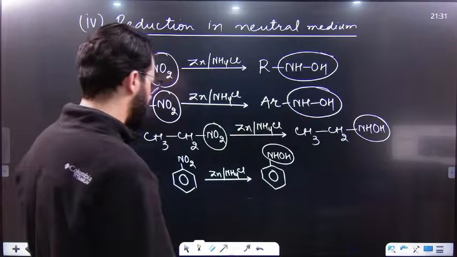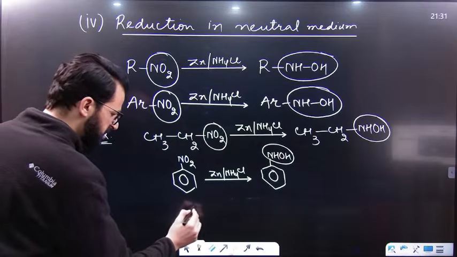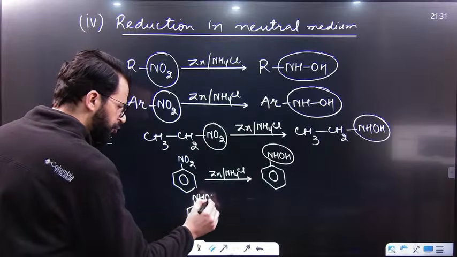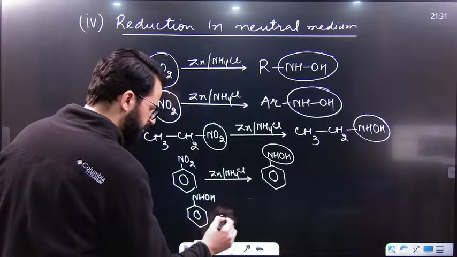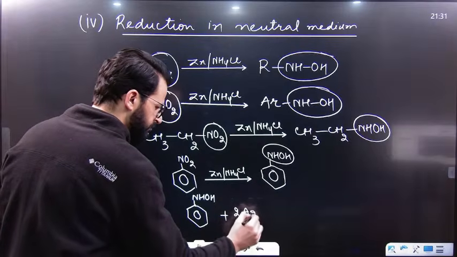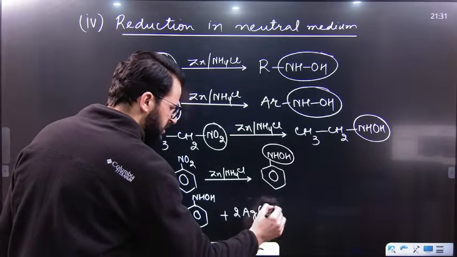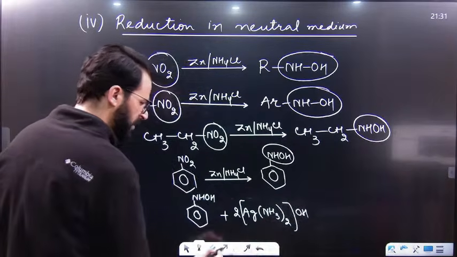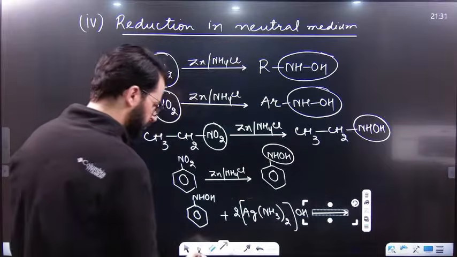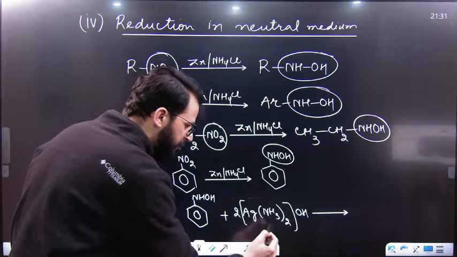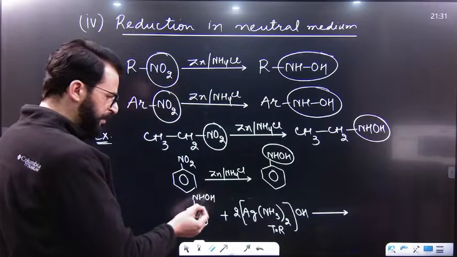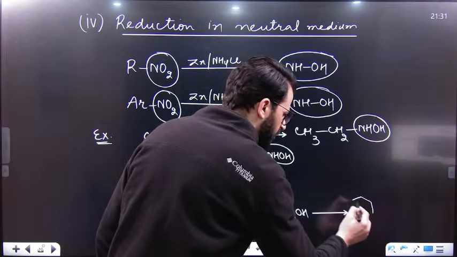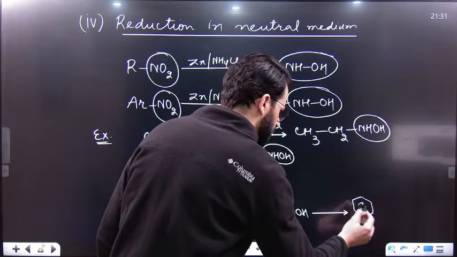But remember, if this hydroxylamine, N-phenyl hydroxylamine, is treated with Tollens reagent, I mean say ammoniacal silver nitrate solution, remember, this Tollens reagent will simply remove this hydrogen from hydroxylamine and it will form nitrosobenzene.